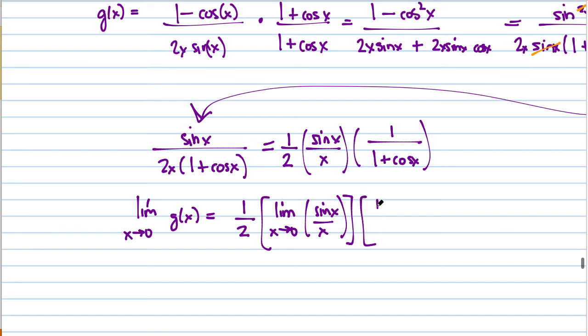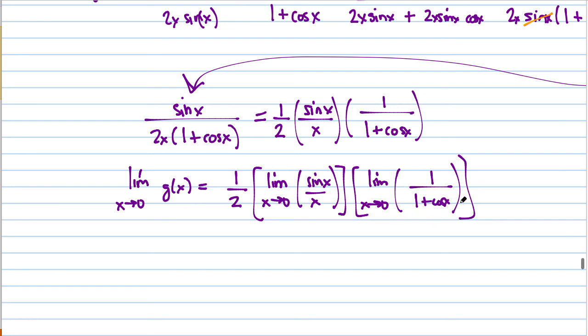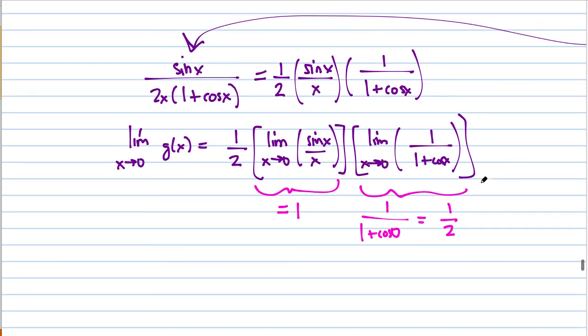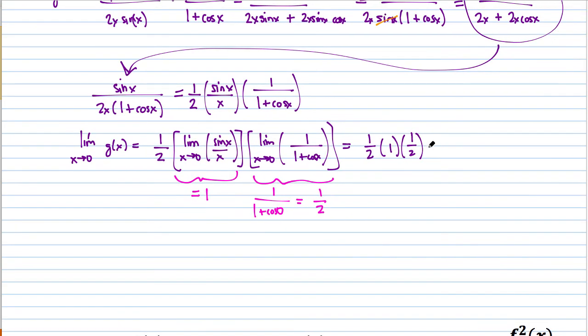And then we have this new limit as x approaches 0 of 1 over 1 plus cosine x. Well, cosine of x is defined at 0 as 1. So this part right here is equal to 1. And for this part, if I plug in, 1 over 1 plus cosine of 0 is just equal to 1 over 2. So in the end, what I have is 1/2 times 1 times 1 over 2. So my limit in this case is actually just 1/4.